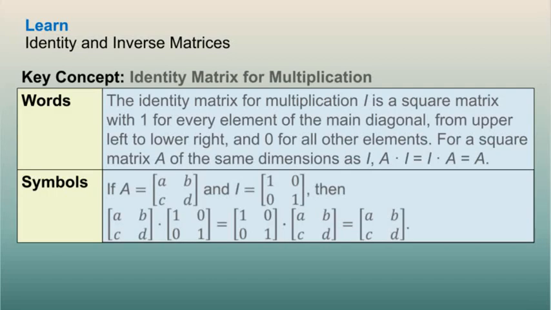The identity matrix for multiplication, I, is a square matrix with 1 for every element on the main diagonal from upper left to lower right and zeros for all the other elements. For a square matrix A of the same dimensions as I, A times I is the same as I times A, which will give you your A matrix.